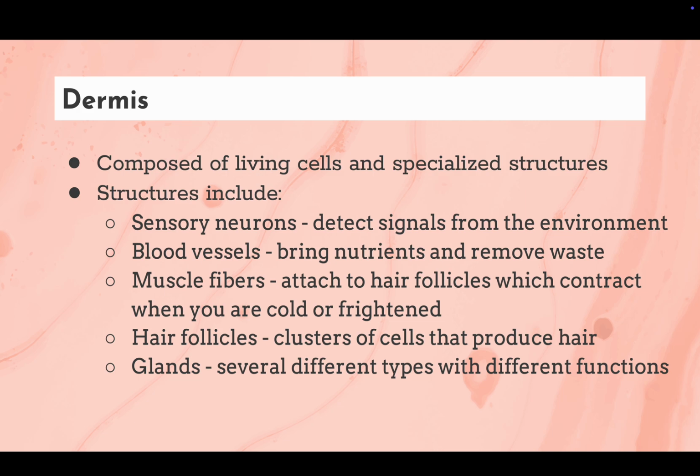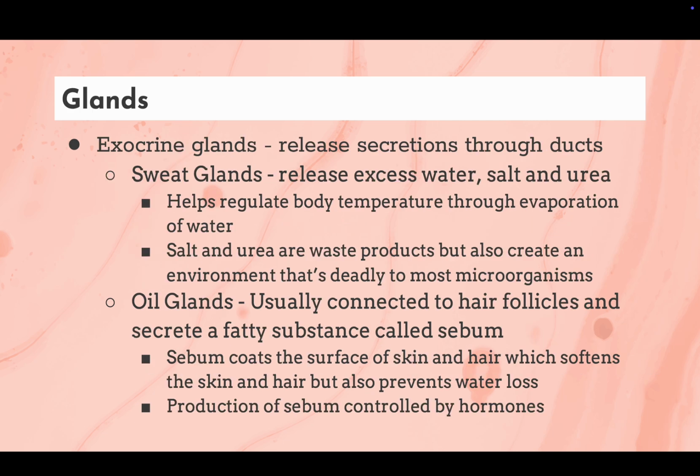You also have several different glands in this layer. The two major glands that you're going to want to know are the sebaceous glands and the sweat glands, which are the sudoriferous glands. That's the more technical name of a sweat gland. We'll get to that in a little bit. So, glands. You've got exocrine glands. The two types you need to know are sweat glands and oil glands. Exocrine glands are the category of gland, and these release secretions.